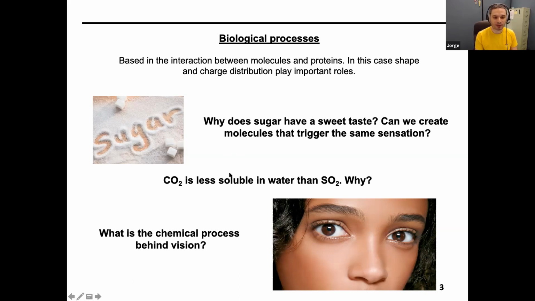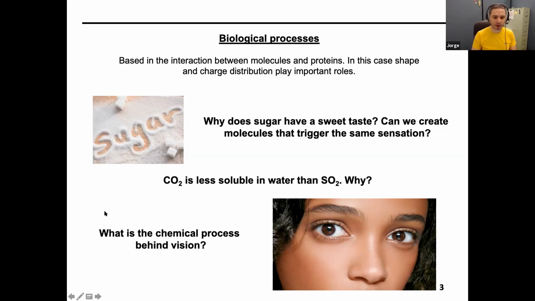If we talk about solubility, CO2 is less soluble in water than SO2. Why? Both compounds have one central atom and two atoms connected to the central atom. In both cases, we have oxygen connected to the central atom. The only change here is that we are replacing sulfur by carbon, and that changes completely the solubility in water. So the shape of the molecule will play a very important factor in solubility of compounds.